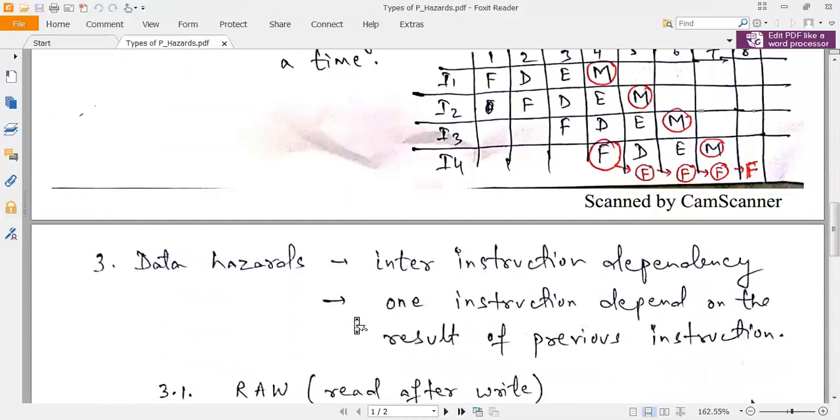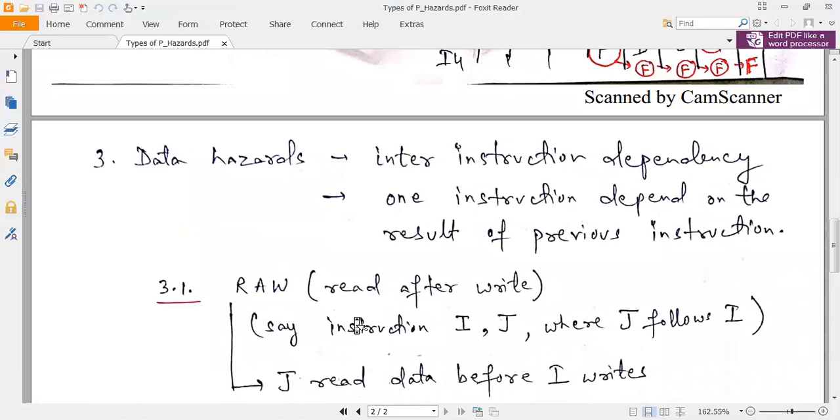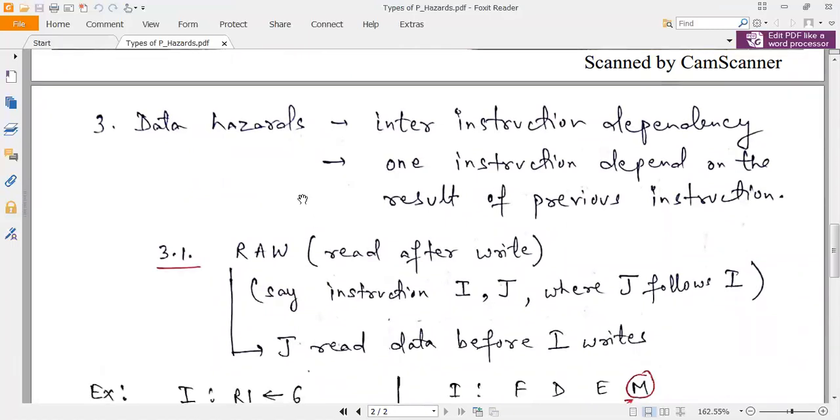Now coming to the last one, that is data hazard. Please note this is more important compared to the other two. Data hazard, we have discussed in the class also. Inter-instruction dependency: one instruction is dependent on the other. I have written that one instruction depends on the result of the previous instruction. That means instruction 2 is waiting for instruction 1 to get completed because instruction 2 is dependent on instruction 1.